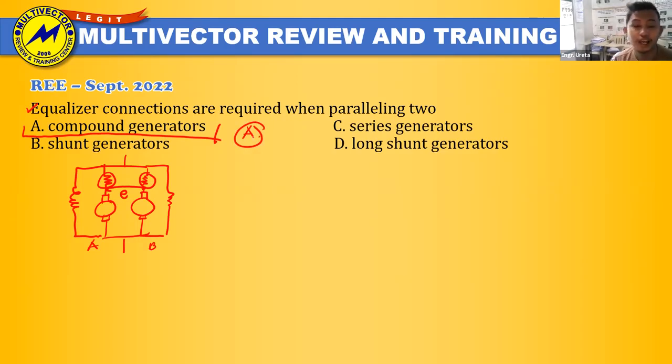Si shunt generators hindi na kailangan, so no need na siyang lagyan ng equalizer connection. So in general pag lumabas sa board exam, si compound generator yung isasagot mo. So tamang sagot letter A. Okay, question dito. So next, problem number 10.